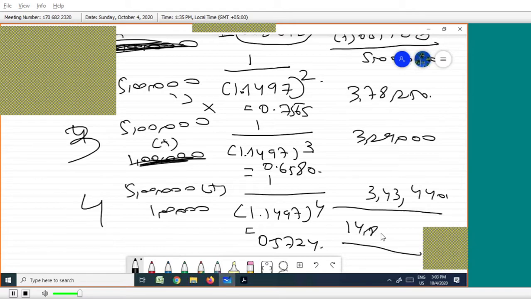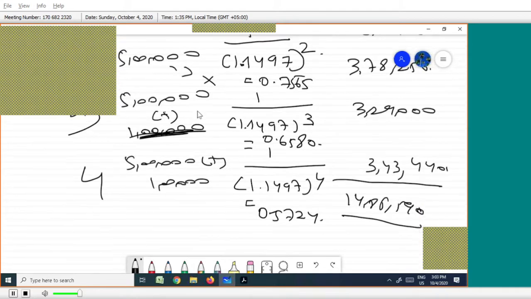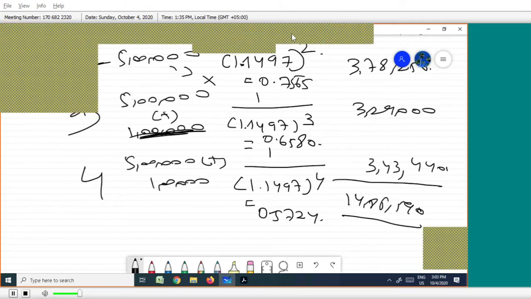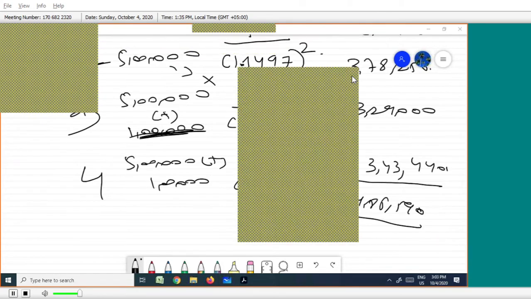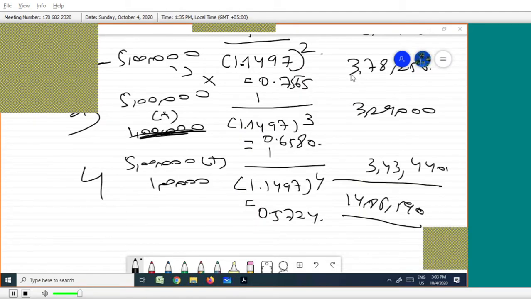If I add all these, how much am I getting? 14 lakh 85,590. I am getting only 14 lakh 85,590. Guys, up to 14 lakh 85,590, understood? Please let me know. Any doubt?